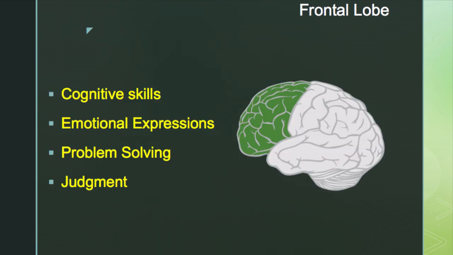So here's the frontal lobe. As you can see, I've got it highlighted there at the rostral section of the brain. The frontal lobe is part of the brain that controls important cognitive skills in humans, such as emotions and expressions, problem solving, memory, language, judgment, and even sexual behaviors. It is, in essence, sort of the control panel of our personality and our ability to communicate.